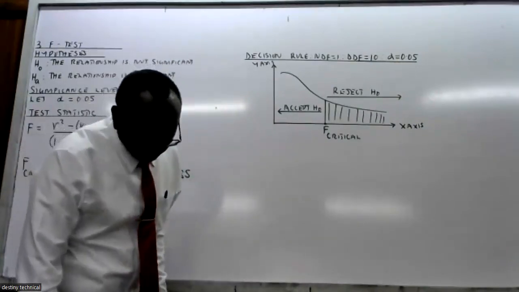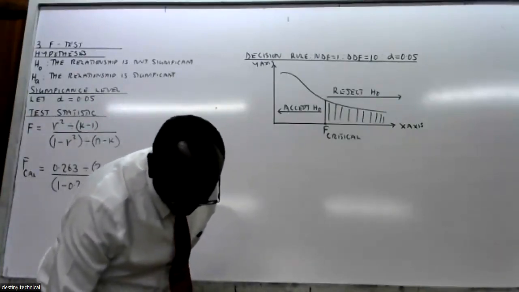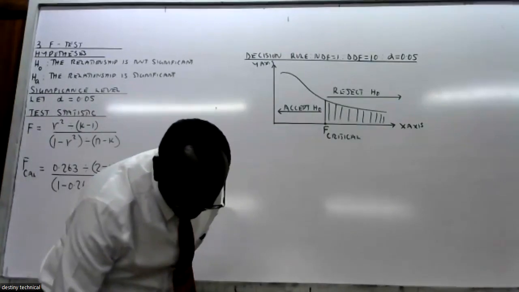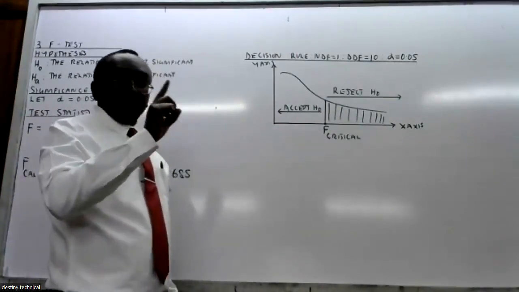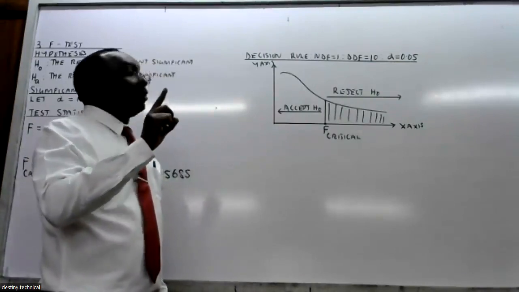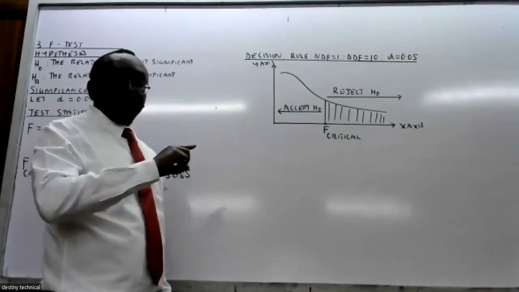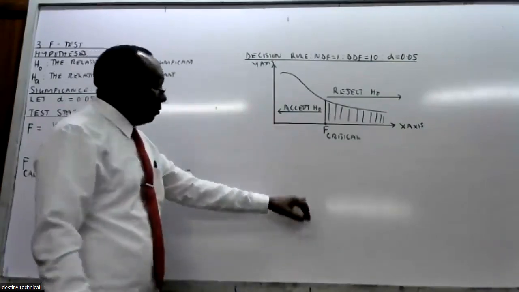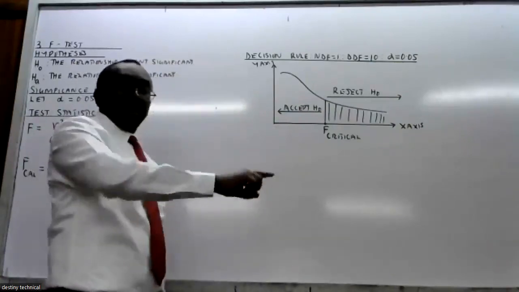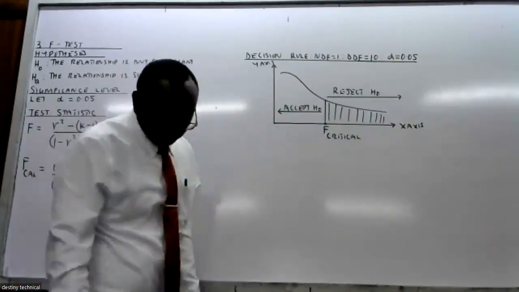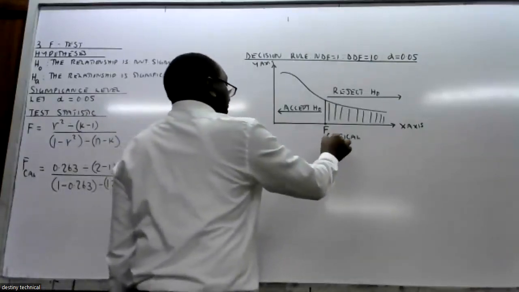Sorry, I was supposed to say column number 1. Column 1, because that is where we have the numerator. And then number 10. Column and row. So column 1, row 10. 4.96. Good. 4.96. That's how it's supposed to be.